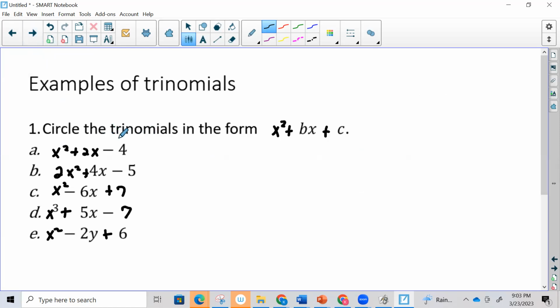So if we look at these, we're going to circle the trinomials in the form x squared plus bx plus c. So I would pause the video for a minute and circle the ones that you think are in this form. And then once you are done, you can hit play again and then check your answer.